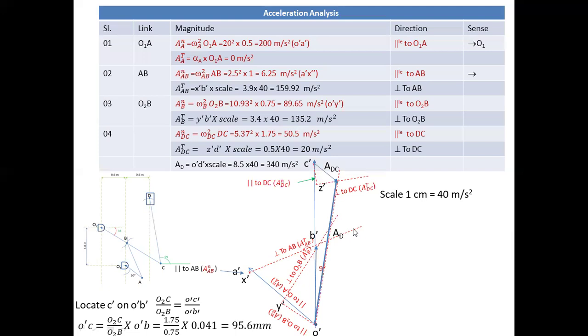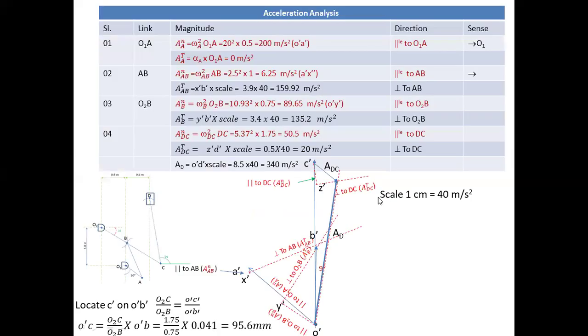Okay, and then we can measure the acceleration. So we have to find out this acceleration of D. So just measure that part, multiply by the scale, and you will get the acceleration. So the acceleration of slider D is 340 meter per second square. Okay, so this line is around 8.5 centimeter. So this value is 340 meter per second square.